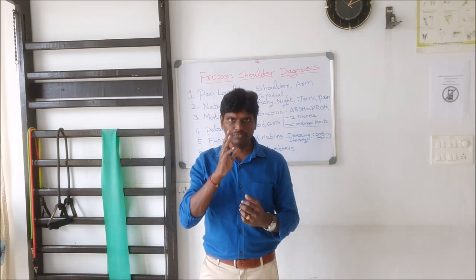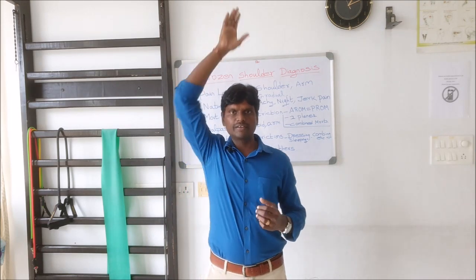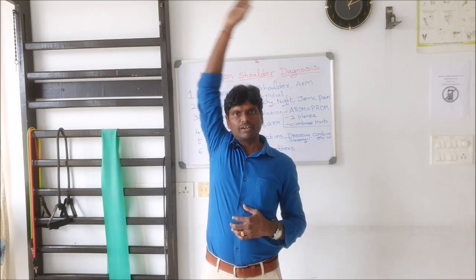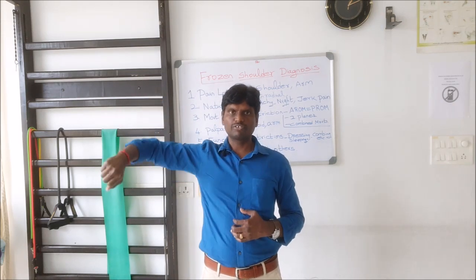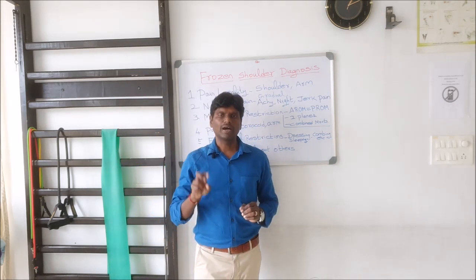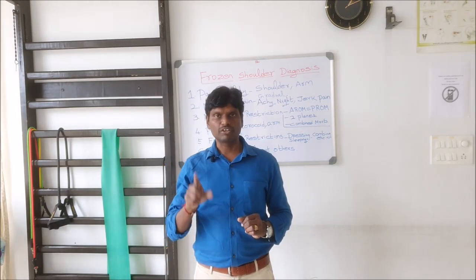The shoulder joint moves in 3 planes. The sagittal plane, where flexion and extension happen. In the frontal plane, abduction and adduction happen. And the horizontal plane, where internal rotation and external rotation happen. In frozen shoulder, at least 2 planes should be involved. In that, one plane should be a rotational plane.